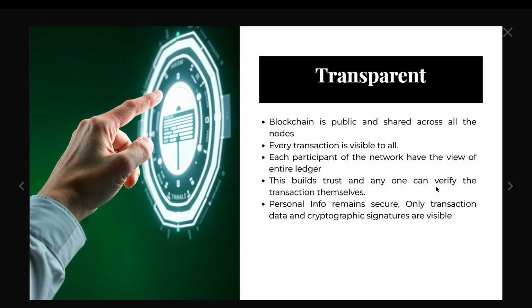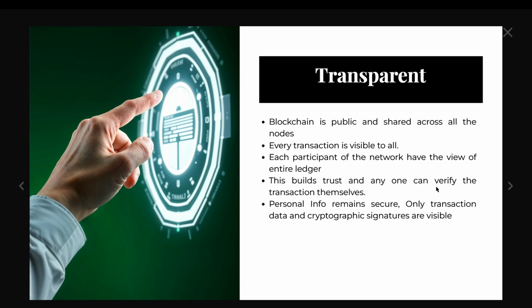Because the blockchain is public and shared across all the nodes, every transaction is visible to all. It's like each party has a view of the entire ledger. This transparency builds trust among whoever is doing the transactions. All the transactions happening on the blockchain can be verified, whether this transaction has occurred or not.